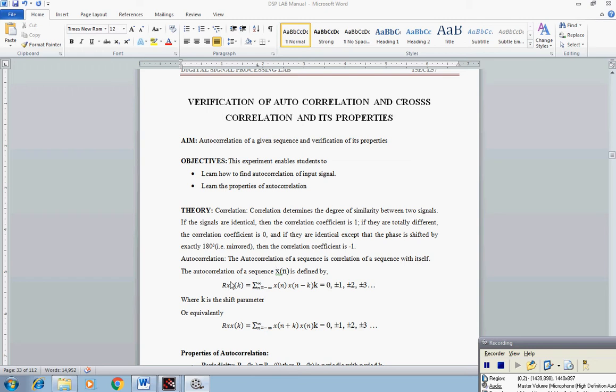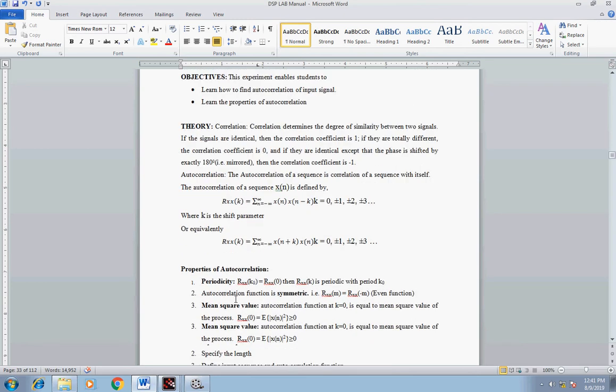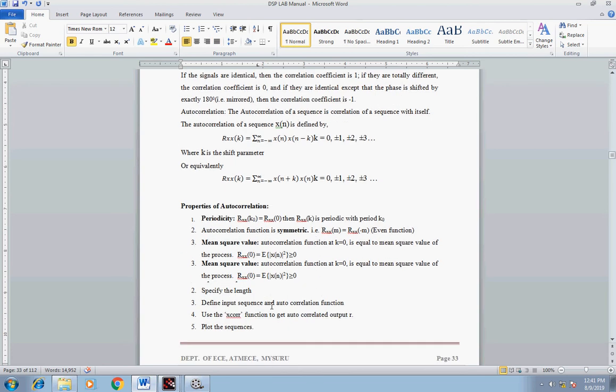So what are the properties of both cross correlation and autocorrelation? The first property is periodicity. Periodicity is the condition where rxx of k naught is equal to rxx of 0, then rxx of k is periodic with period k naught. The second property is symmetry. Symmetric means rxx of m is equal to rxx of minus m, so we can say that it is an even function.